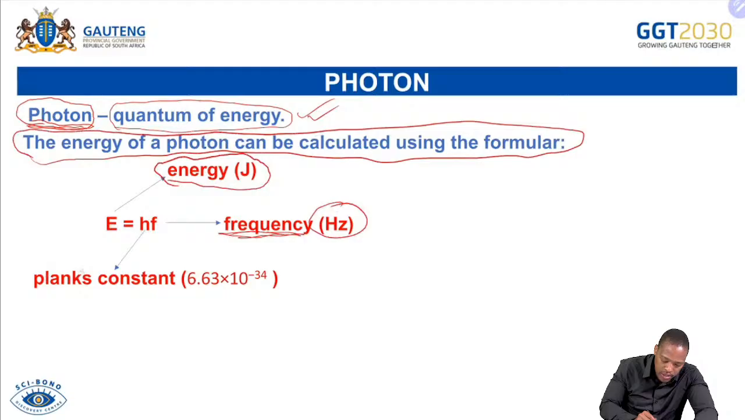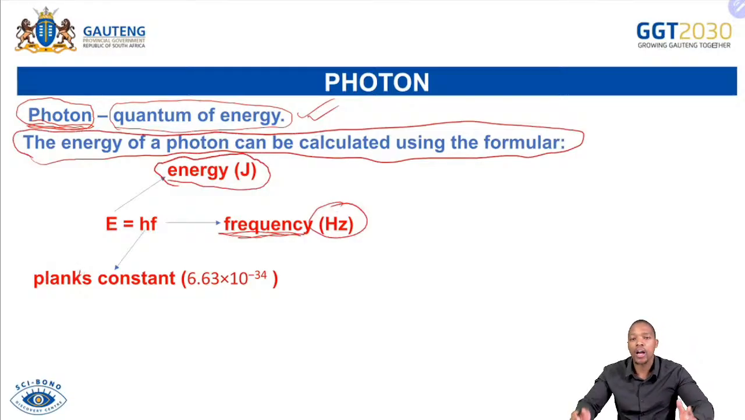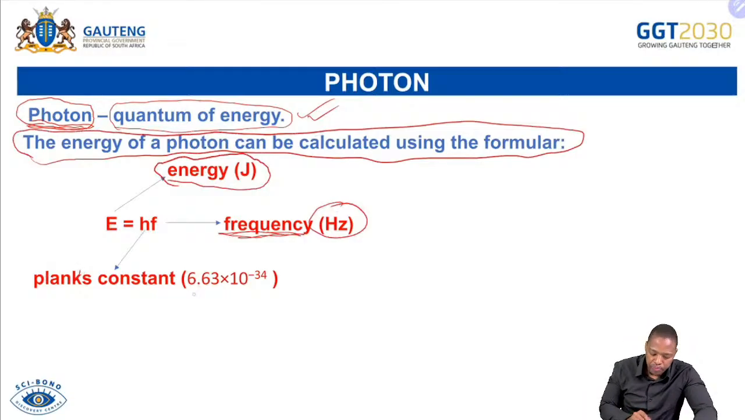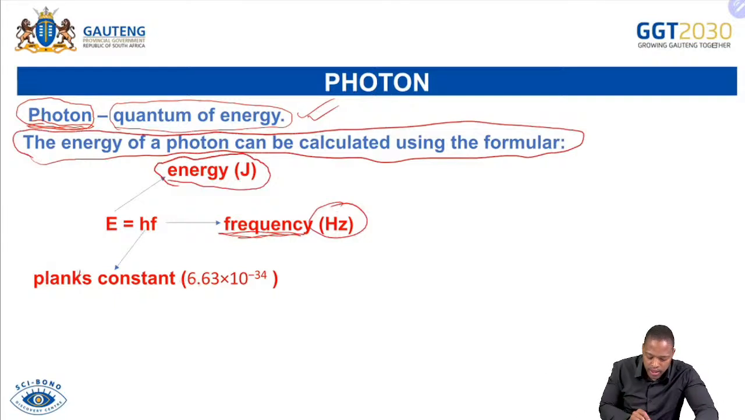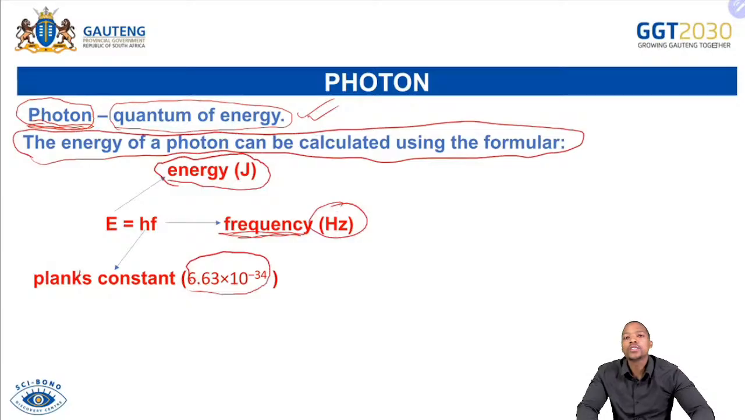So this is Planck's constant, a very, very small number, let me put it like that, very small numbers with a lot of digits, I should say, right? That has been rounded off in this case. And it has been rounded off to 6.63 times 10 to the power minus 34. That's the constant value of Planck's constant.